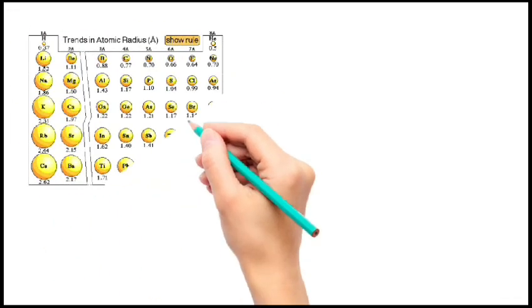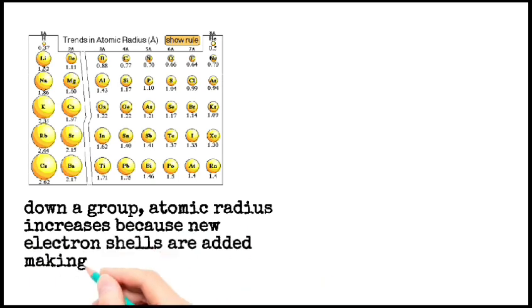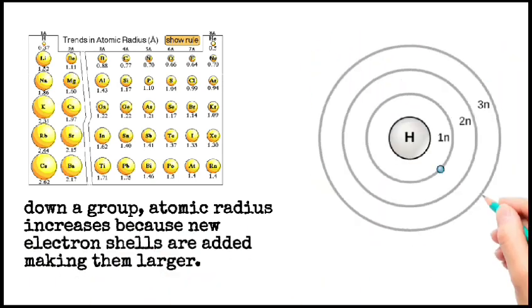On the other hand, as we move down a group, the atomic radius increases because new electron shells are added, making the atom larger.